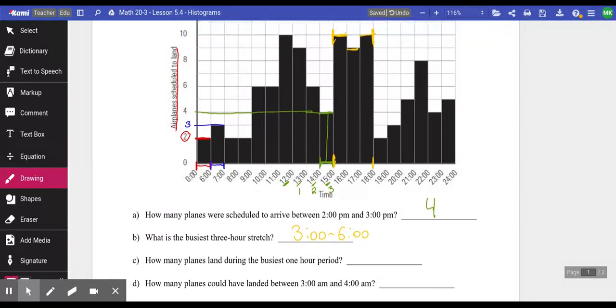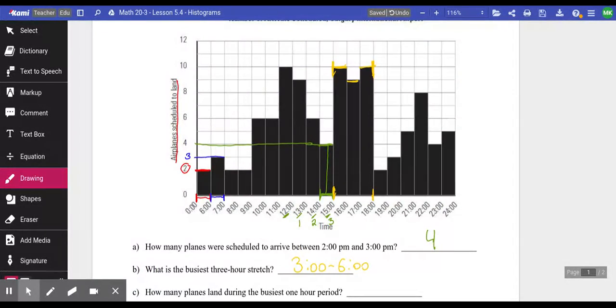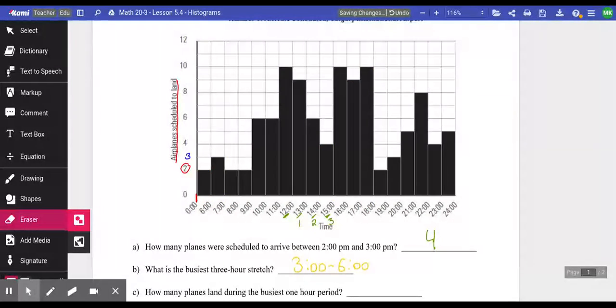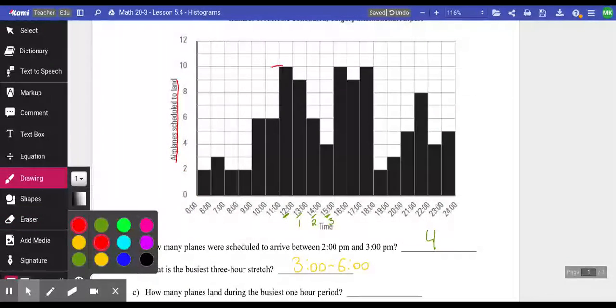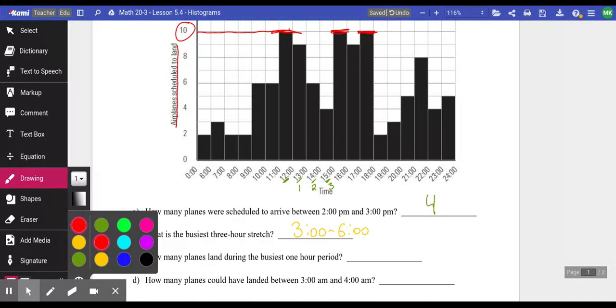Next question. How many planes landed during the busiest 1-hour period? Well, for the busiest 1-hour period, there's 3 of them all tied. So if you look, the busiest 1-hour period would be all the way up here. This is the busiest. This is the busiest. This is the busiest. They're all tied. They have 10 planes landing in 1 hour.